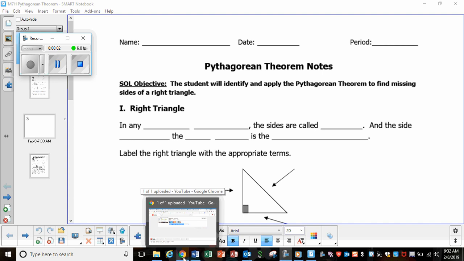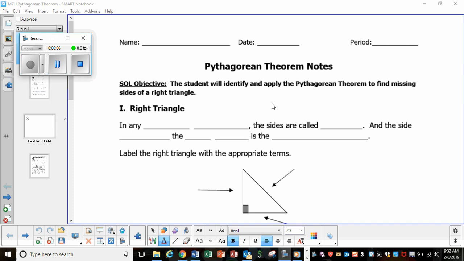Okay guys, today we're going to be learning about the Pythagorean theorem. So our objective is students will identify and apply the Pythagorean theorem to find missing sides of a right triangle. So the Pythagorean theorem deals with right triangles.